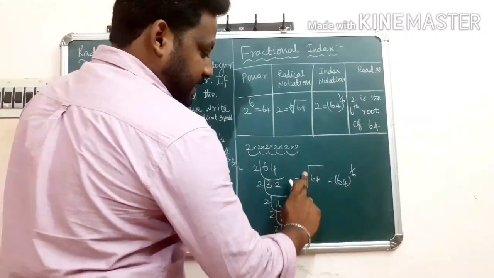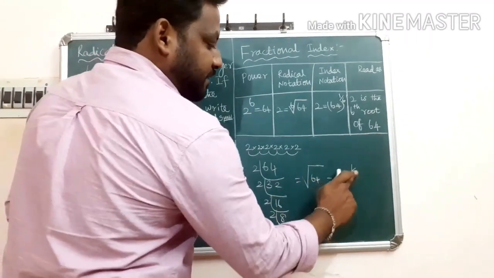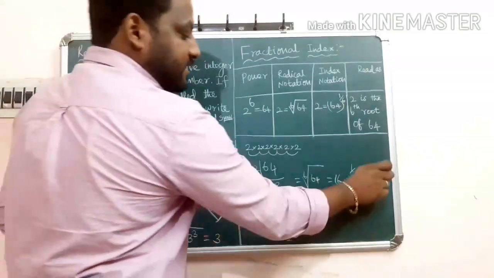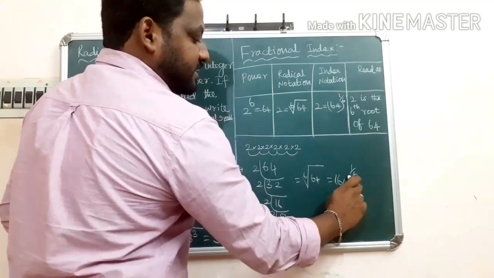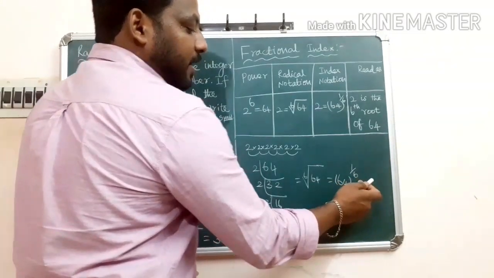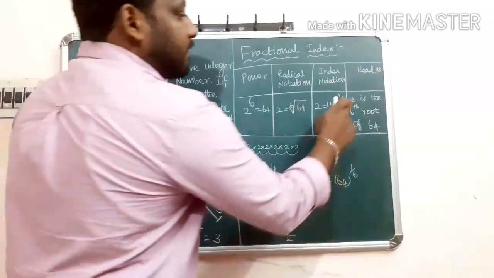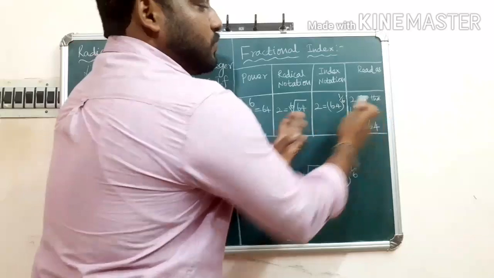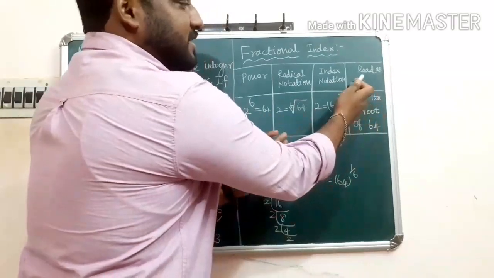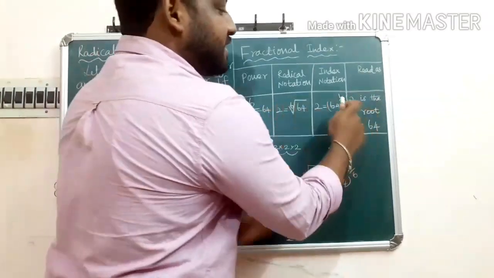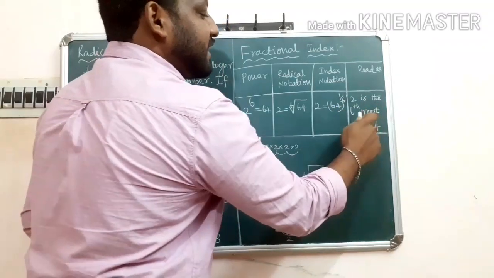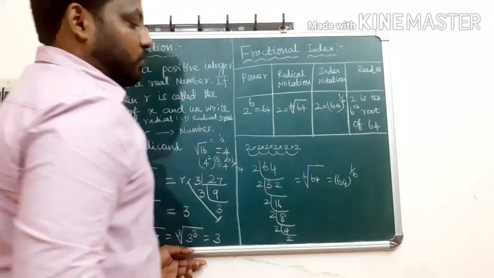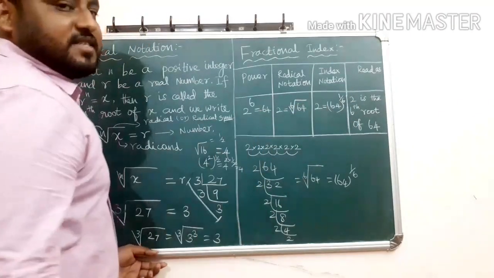If only the root symbol is given, the root value is 1 by 2, but here 6 is given, the 6th root, so we have to write 1 by 6, which means 64 should be divided 6 times. And then next, in this form we have to read it as: 2 is the 6th root of 64. Okay, clear? This is the fractional index.